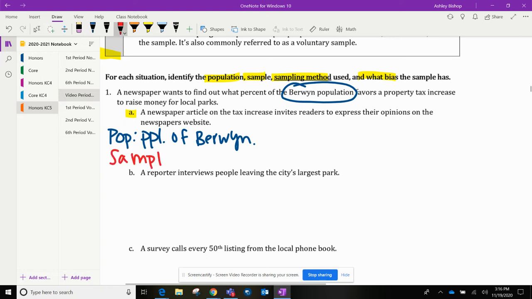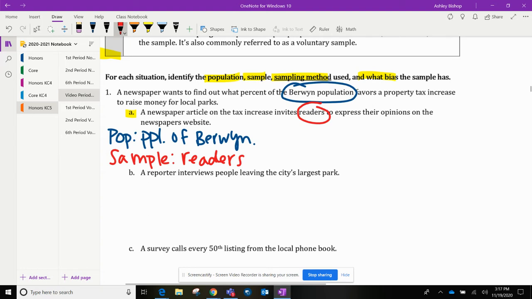Who are the people that are offered this survey? Well, a newspaper article on the tax increase invites its readers to express their opinions. Then the people that are able to take this survey are the readers. Those are the people that are exposed to this survey. Not every single person in Berwyn, so I'm going to try to just reach out to my readers.